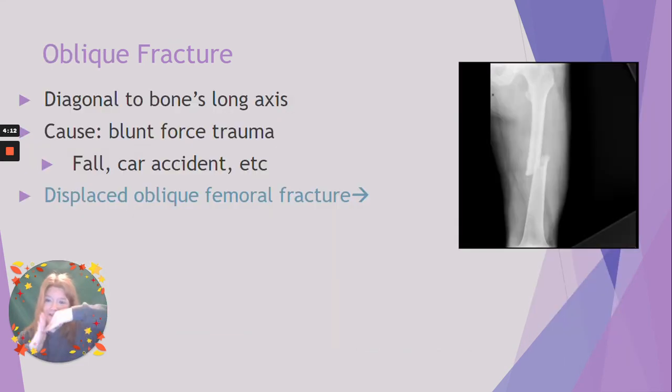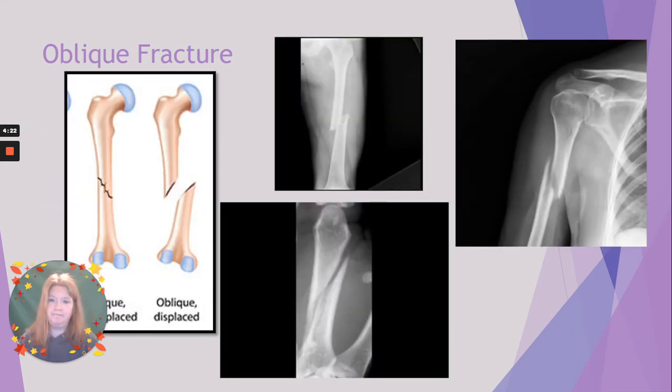Oblique fracture, the break is diagonal to the bone's long axis. So it could be going up, it could be going down. Again, blunt force trauma from a fall or an accident. Oblique fracture, so it's at an angle.